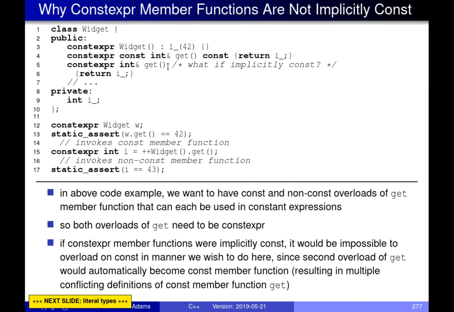Then what we would have is a compiler error, because we would have the same function defined twice. We would have the const member function get, which is above, and then if it implicitly put const here as well, basically the two functions are the same. It's a redefinition of the function. So this wouldn't be permitted.